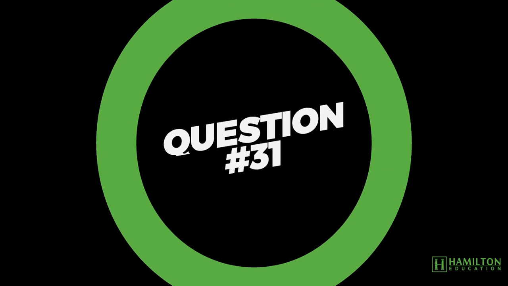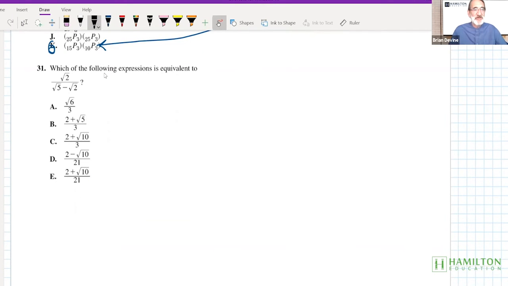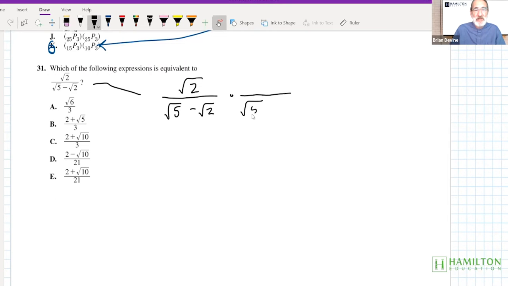For number 31, which of the following expressions would be equivalent to root 2 over root 5 minus root 2? Well, this becomes a rationalize the denominator idea. And in order to do that with this thing, what I have to do is force a difference of 2 squares in the denominator. So what I'm going to do is build a funky version of 1 out of the conjugate of the radical term on the bottom of the original.